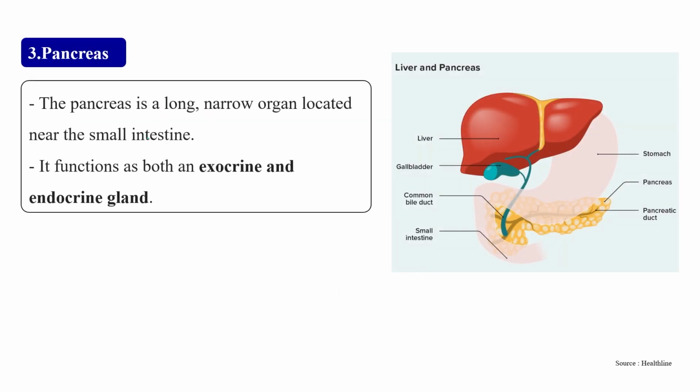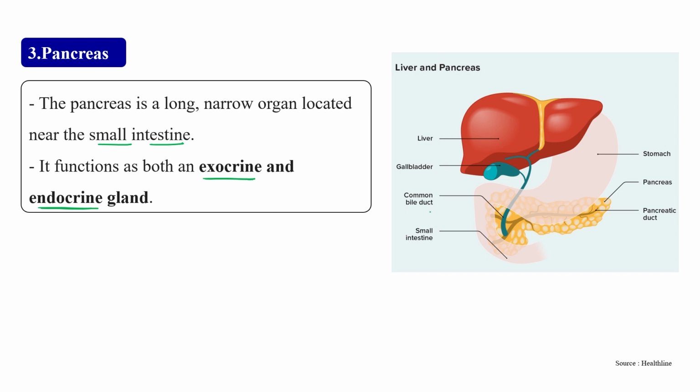And this pancreas is just a leaf-like structure which is also present near the small intestine. And already I told you that pancreas is able to secrete both types of secretions, means it can function as an exocrine as well as endocrine gland, means it is able to secrete hormones as well as enzymes. Hormone secretion, that's why endocrine gland. Enzyme secretion also occurs over here, means in pancreas, so exocrine gland.